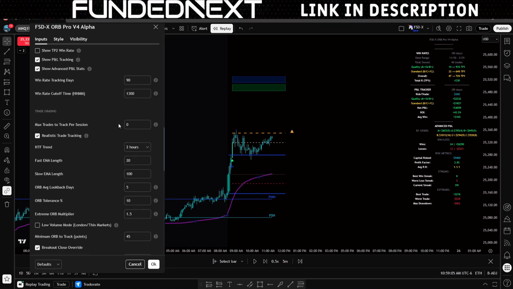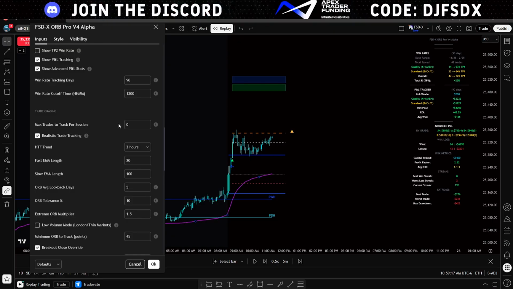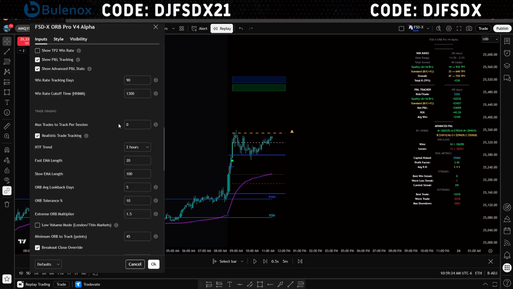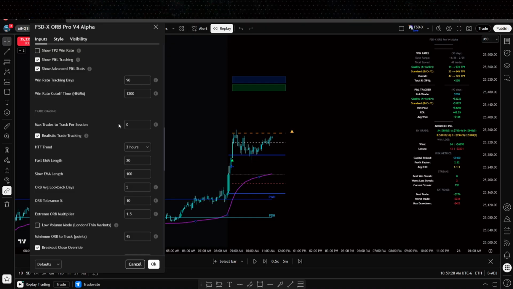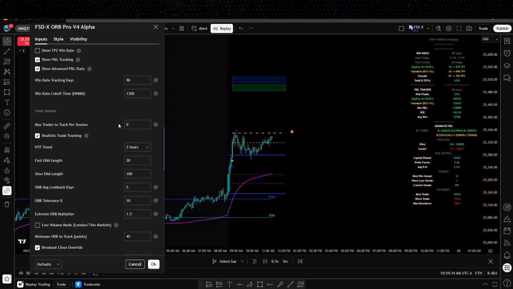So this is how many trades it tracks per session. It's set to 0, so it tracks every trade. If you were to set it to 1, it would only track the first trade, and if you won the first trade or lost, it would not track any more trades. If you have it set to 2, that would be if you lost and then there was another valid setup in that same session before the cutoff time, it would track the 2. If it was set to 3, and so on. If you have it set to 0, it tracks all.